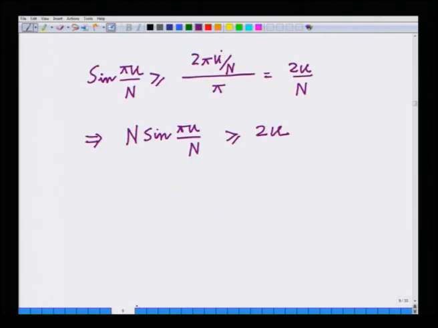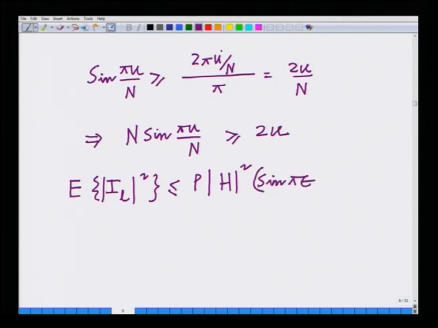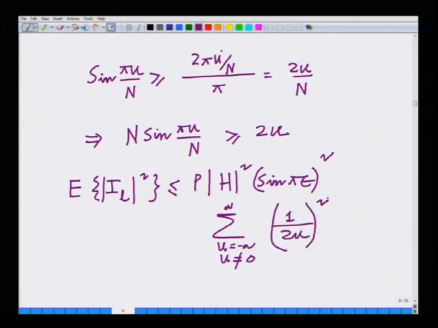Hence, now I can simplify this expression by bounding it as follows. Since N sin(πu/N) is greater than or equal to 2u, expected |I_l|^2 is in fact less than or equal to, because this term is in the denominator, P |h|^2 (sin(πε))^2 summation u equals minus infinity to infinity, u not equal to 0, 1 over (2u)^2. All right.